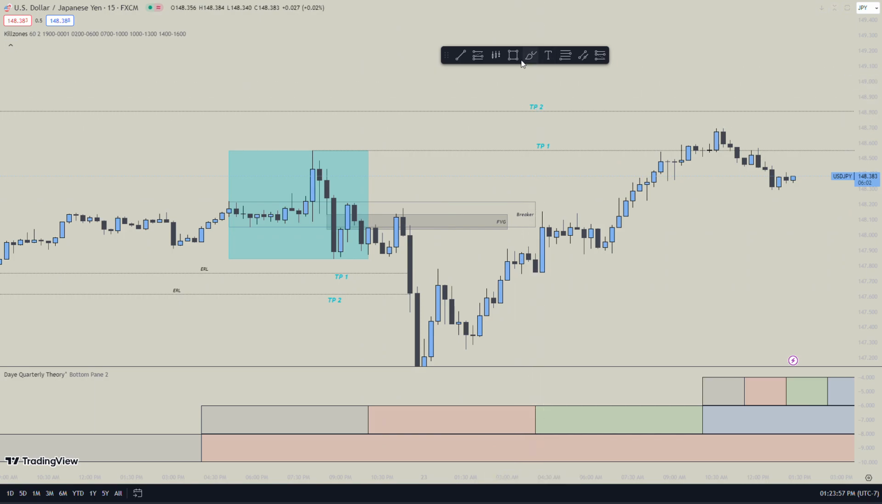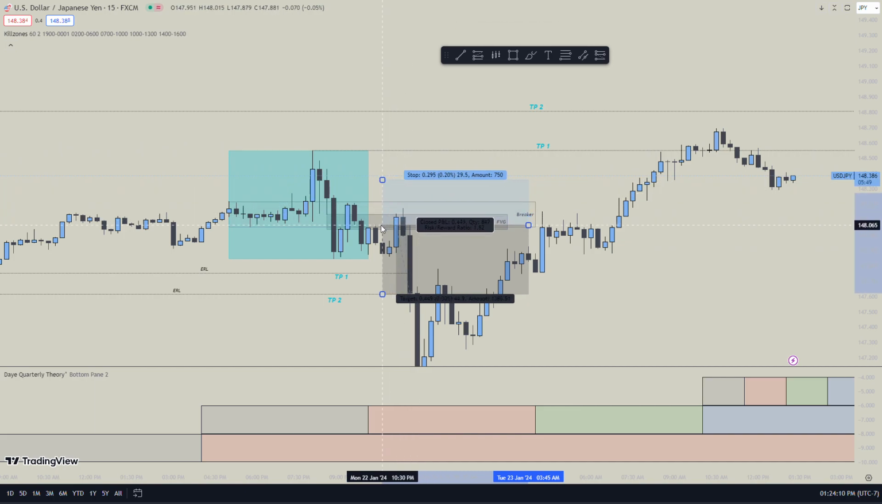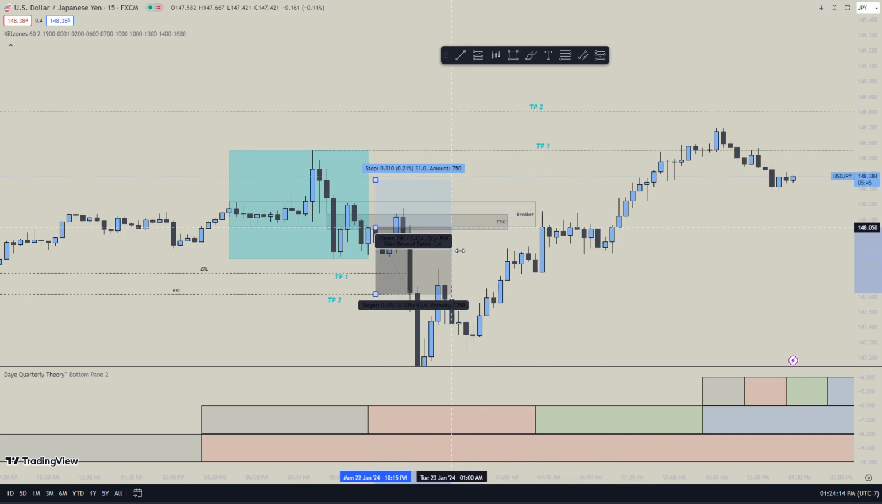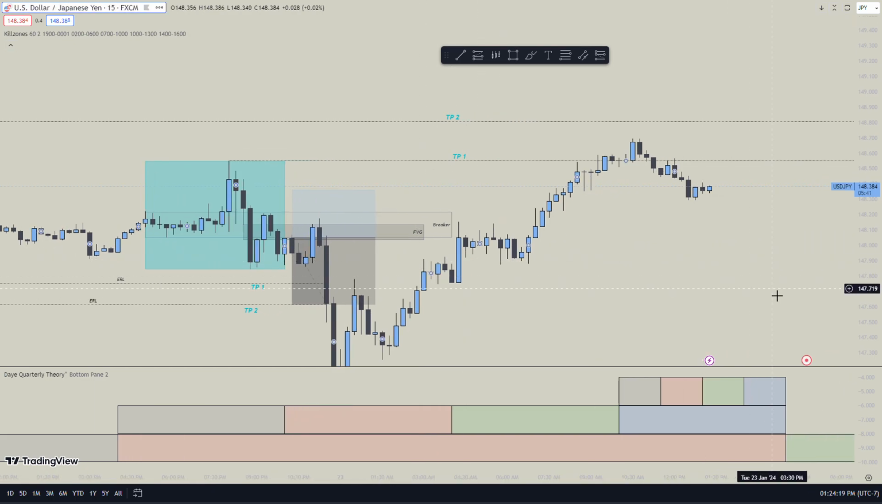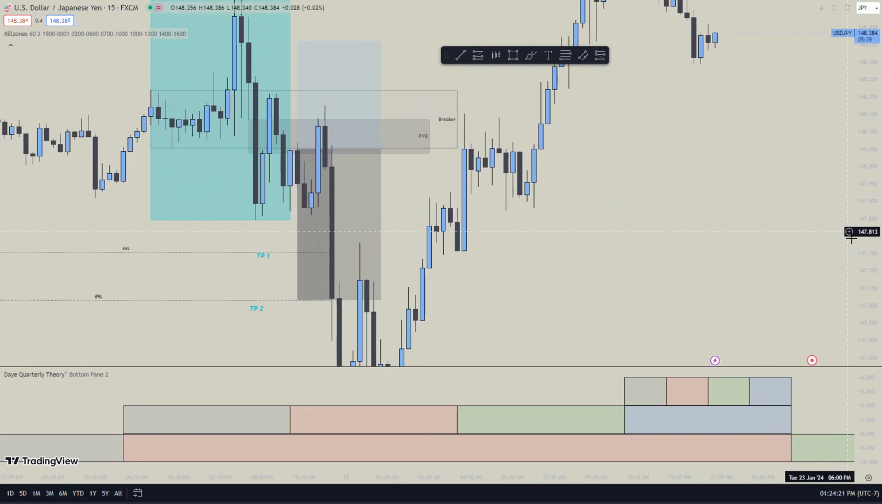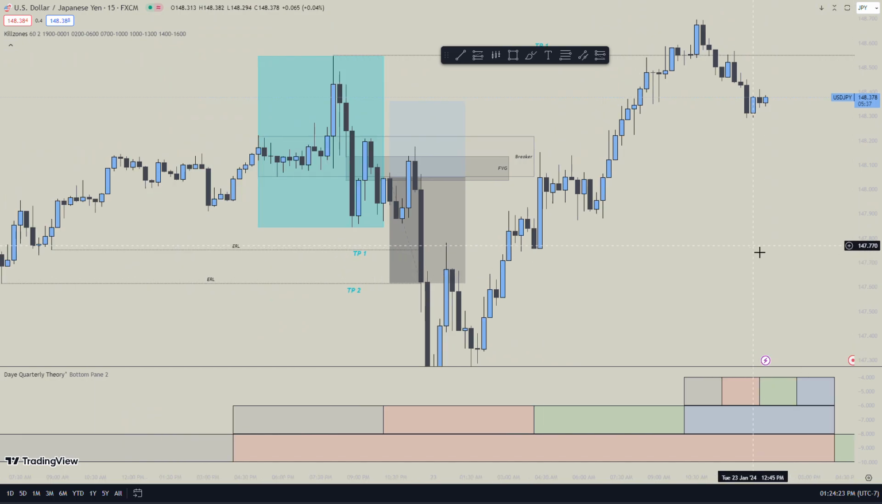So this is my stop loss. I'm going to take my short from here. This is TP1, this is TP2, and from here to here, I'm going to take my entry right around where price overlaps a fair value gap in the breaker. That's where your entry should always be, where it overlaps. As soon as it overlaps, that's where your entry is going to be.